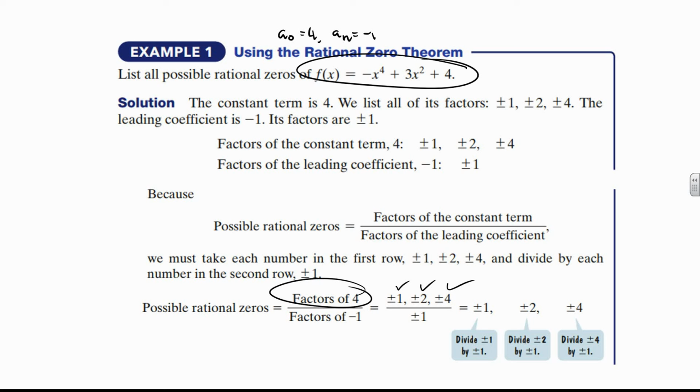Now the leading coefficient is -1. The degree is 4, so at max you can have 4 zeros. At max means you can have 4, 3, 2, 1, or none. Again, a zero simply means where this function's graph crosses the x-axis. So the rational zero test doesn't tell us exactly which of these possible zeros are the zeros. It just lists all of the possibilities.